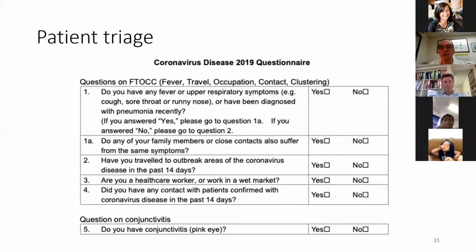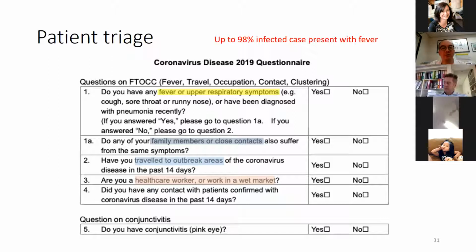Next is the patient triage. Every patient who comes to our hospital is screened by this questionnaire. We know up to 98% of infected cases present with fever. So it's very important that we ask about fever and respiratory symptoms, family members or close contacts with similar symptoms, travel to outbreak areas, occupation in terms of healthcare workers or those who work in wet markets, and any history of contact with patients with COVID-19 in the past 14 days. Any positive response will mean postponing their appointment for at least 14 days, which is the current understanding of the incubation period. When we first started this, we also asked about conjunctivitis.